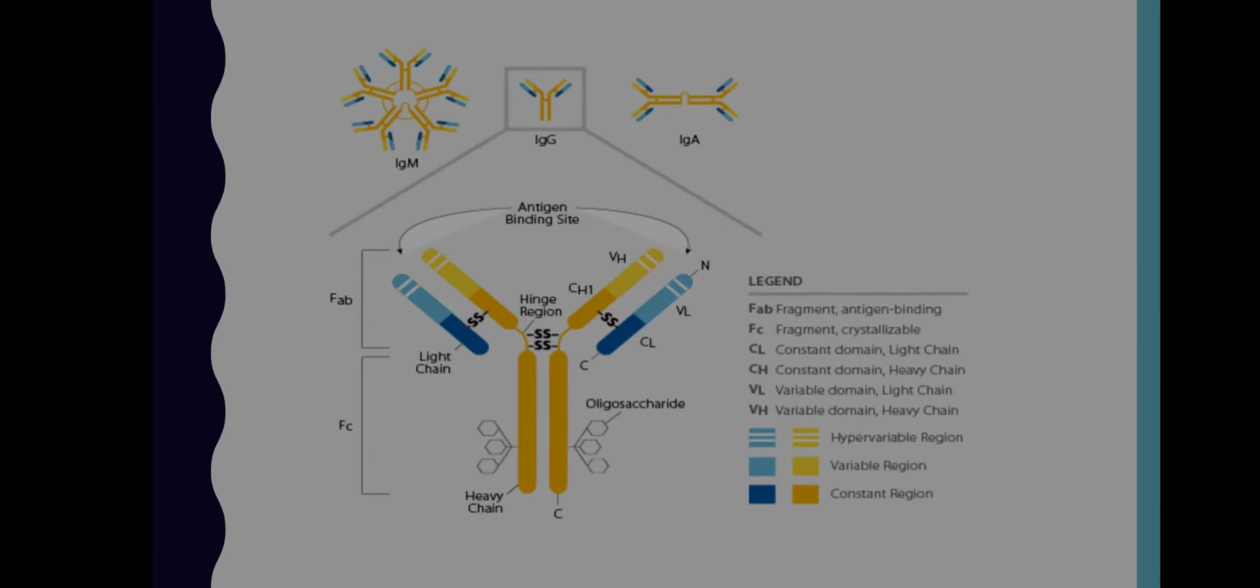These are the structure of an antibody. 2 units: FAB and FC. FAB is the fragment antigen binding, where the antigen is binding, and the FC is the fragment crystallizable. CL is the constant domain of the light chain and CH is the constant domain of the heavy chain. These show blue as the light chains and yellow as the heavy chains. These also show the oligosaccharides which are attached in the constant region, or FC region.